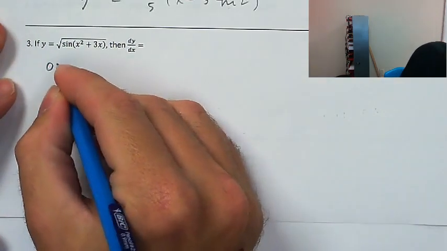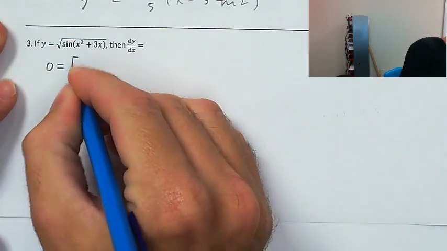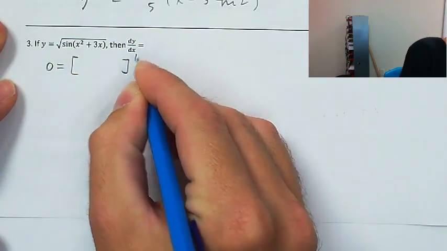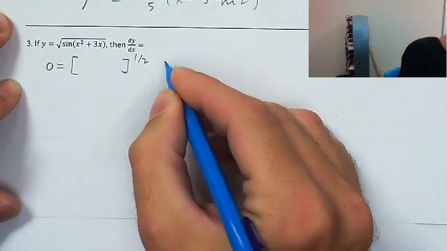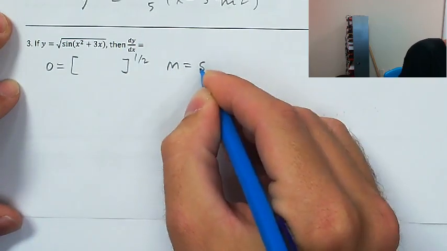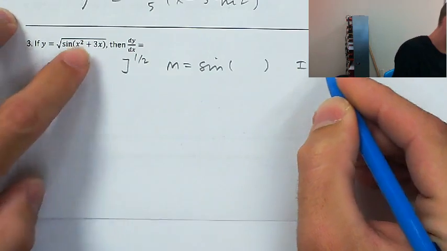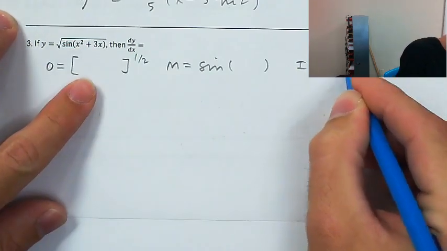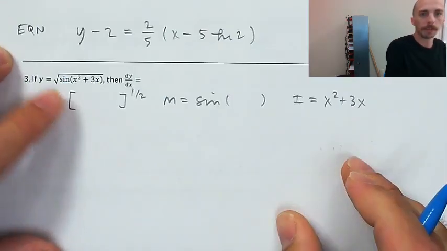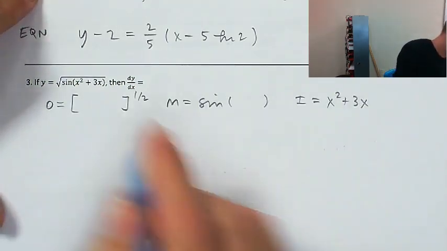So I'm going to just say on the outside, I've got the square root. But we don't like to write square root, right? We like to write thing to the half power. Then on the middle, I've got the sine. Okay, so that's just happening there. And then inside is going to be x squared plus 3x. You can't see that, but there I've written it.